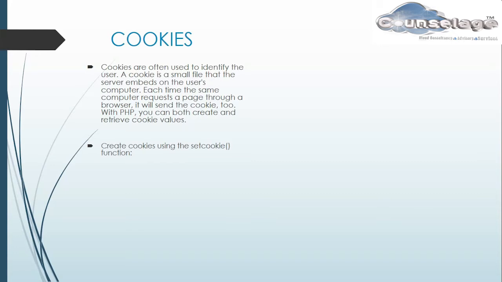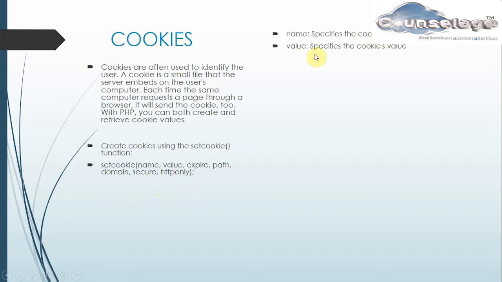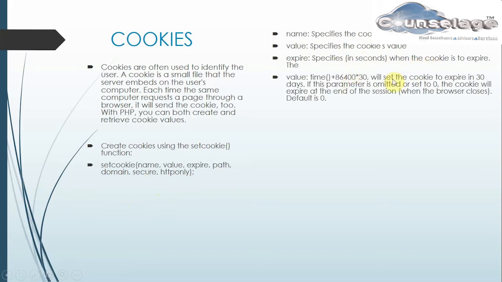So, create cookies using the setcookie function. setcookie has the parameters name, value, expire, path, domain, secure, and HTTP only. Name specifies the cookie's name, value specifies the cookie's value, expire specifies when the cookie is to expire, which is in seconds.